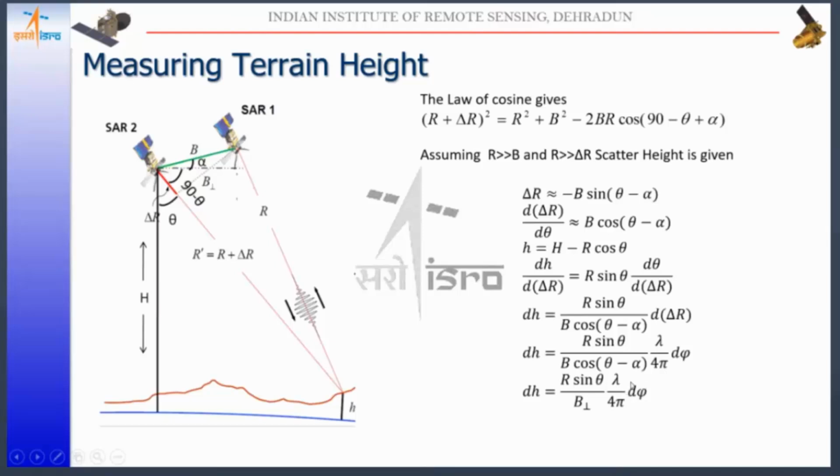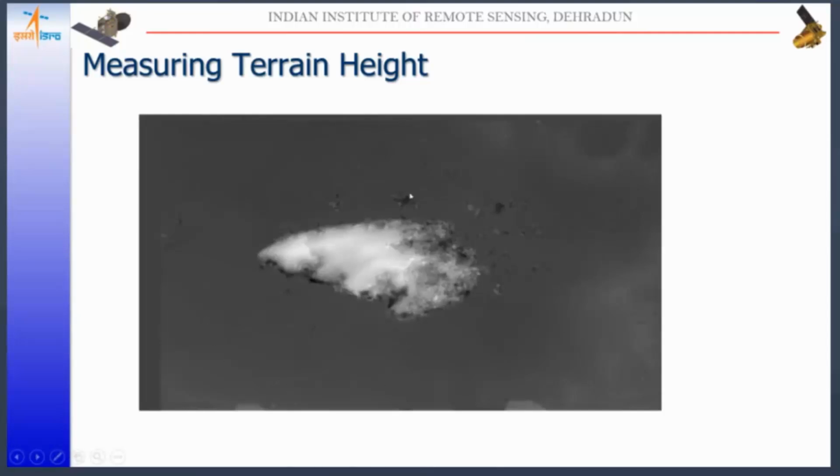Using this relation, we can derive some of the geometric parameters like the look angle, and the slant range is already given, but the perpendicular baseline we have to find out. Then this equation can be used to derive dH, because d phi is already known, the difference in the phases in the interferogram, and if we multiply with this, we will get the height of the terrain. So if we use this formula, we will see this is the DEM, the relative DEM.